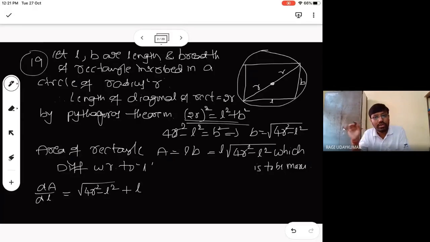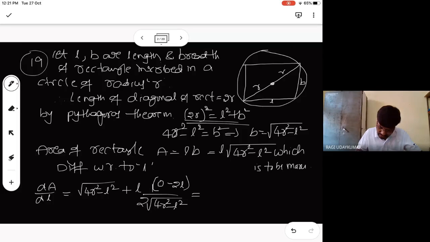Derivative of under root of 4R square minus L square. So root x derivative is 1 by 2 root x. So 1 by 2 root of 4R square minus x, and under the root, whatever it is there, you also have to do the derivative. So the derivative of 4R square is equal to 0. Derivative of L square is equal to minus 2L. So what you are going to get on simplification of this one.